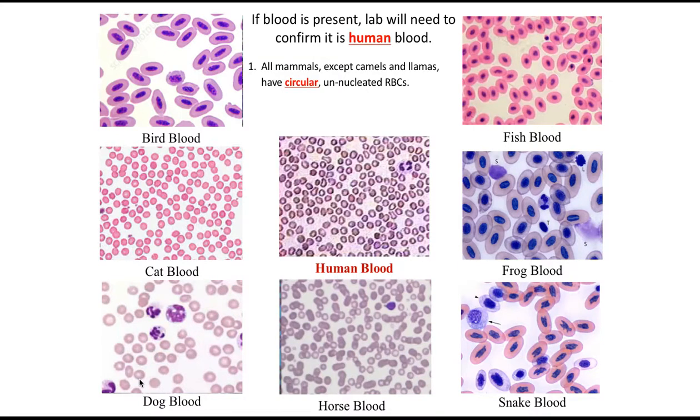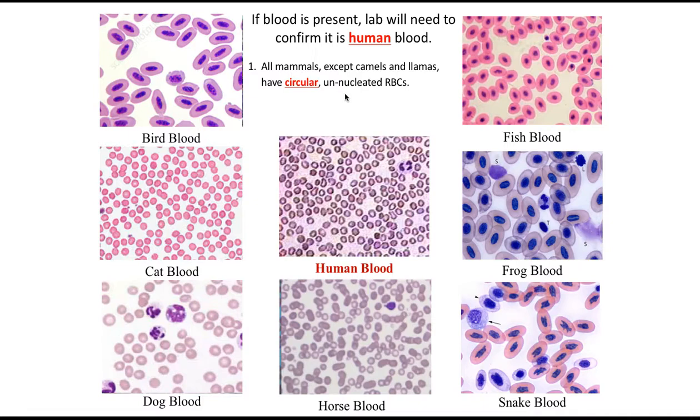Now, all mammals, except camels and llamas, but it's okay, have circular, unnucleated red blood cells. So they're going to be tiny little circles, and they're not going to have anything on them. Now, a nucleus is like a really dark dot, like you see in some of these pictures. If it is a mammal, it will not have that dot. So, right, humans are mammals. So we have hair, mammary glands, things like that. That's what makes it a mammal.